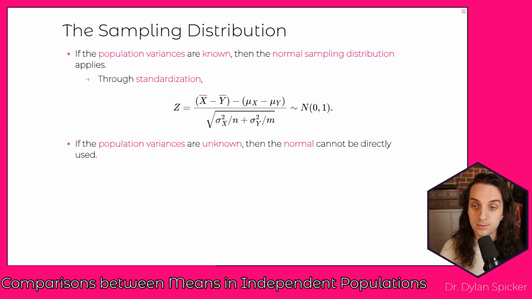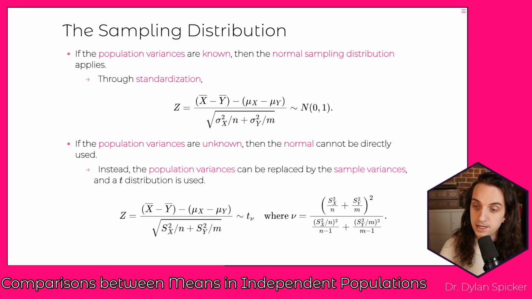If that's the case, then we can't use this directly, but instead we could estimate the population variances and then plug those in, right? So then we're going to get x bar minus y bar minus mu x minus mu y, right? So that's the same numerator, but then we divide by the estimated standard error here, right? So sx squared over n, sy squared over m to replace sigma x squared over n and sigma y squared over m, right? So we replace this with the sample.